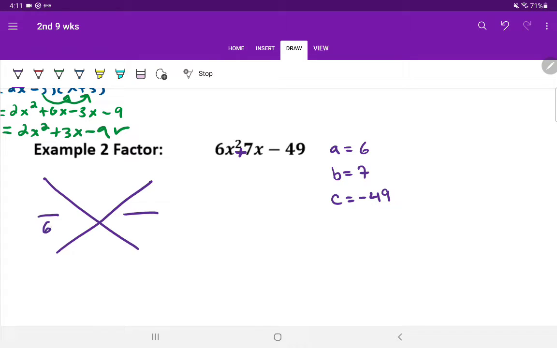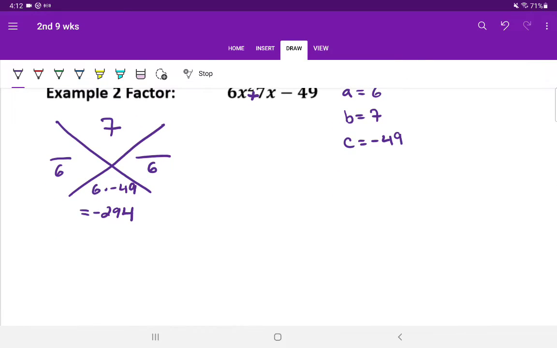Okay, so A goes in the denominators, and then on bottom, A times C, which is 6 times negative 49. All right, and that's going to be a pretty big number. That's going to be negative 294. All right, and then our B is a 7. That'll go on top. All right, so since negative 294 is a lot to find factors for, even if we're doing our little tree, we can use our calculator to help us.